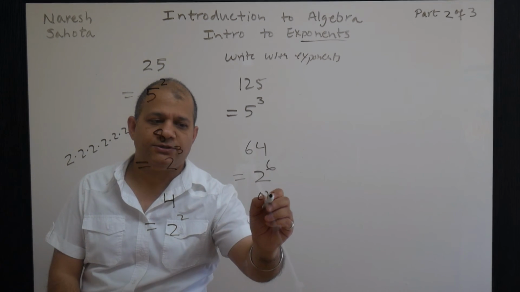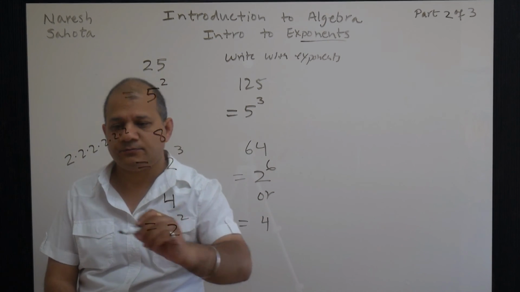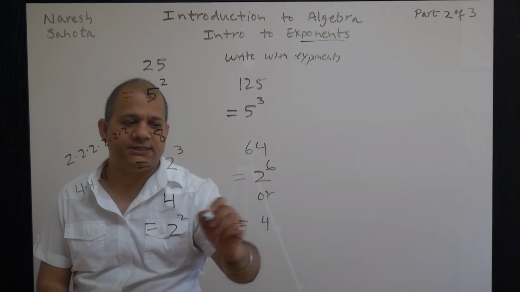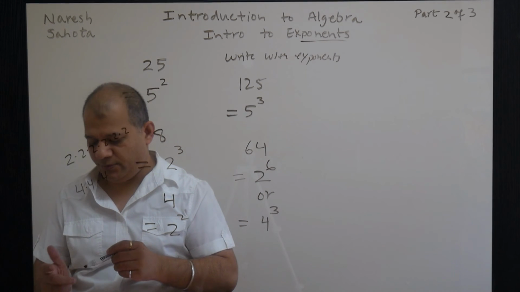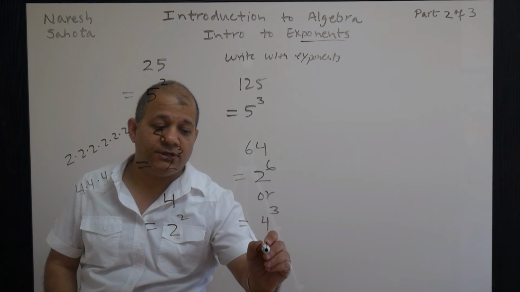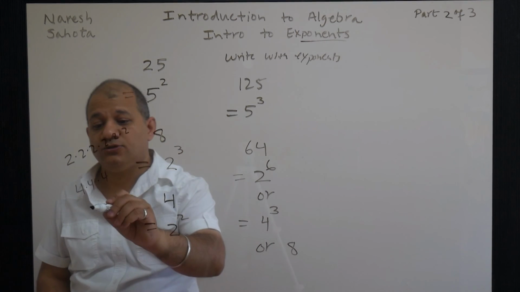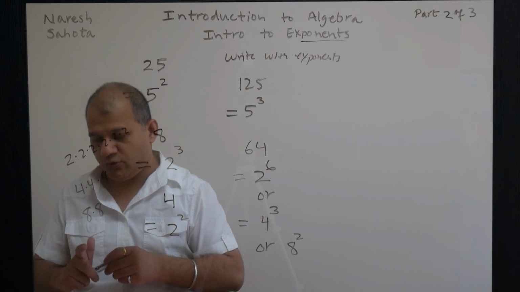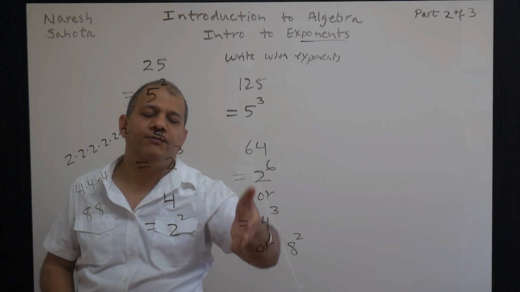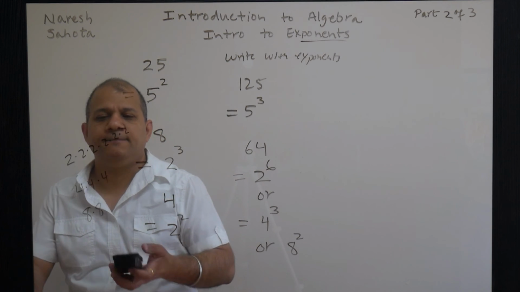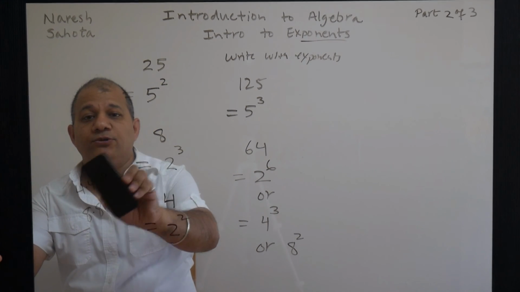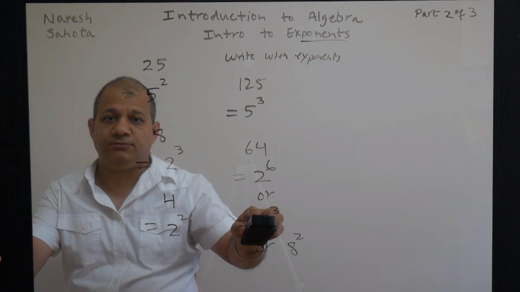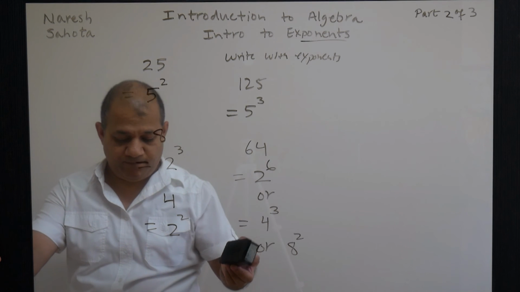Now, you could have started with a 4, let's say, base 4. So 4 times 4 is 16. 16 times 4 is 64. So that would be 4 to the 3, right? Or we could have started with base 8. So what's 8 times 8? 8 times 8 is 64. So that would be 8 to the 2. So here, I'm looking for any one of these answers. It's just that we want you to be able to go back and forth. So you're given a number, can you put it into the base and exponent form, and vice versa, right?